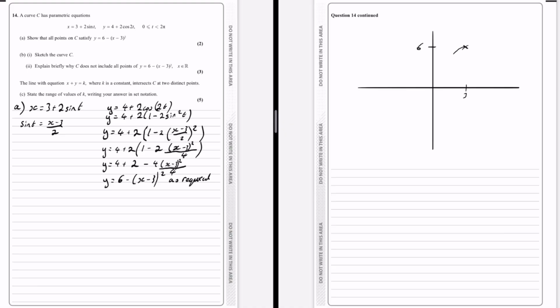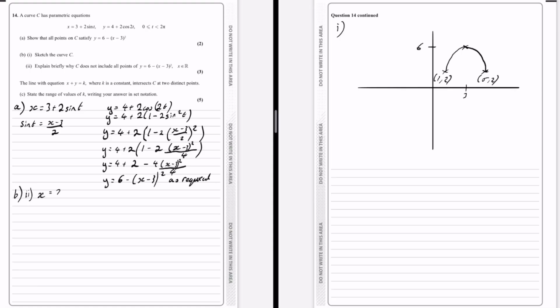Now, t is between 0 and 2 pi, which means that the x-coordinates will range between 1 and 5, because sine t will vary between minus 1 and 1. So the smallest value, when sine t is minus 1, will be 3 minus 2. And the largest value, when sine of t is 1, will be 3 plus 2. So the two x-coordinates which restrict the domain will be 1 and 5. So I'm only going to draw the parabola between those points. You can work out the y-coordinates from substituting 1 and 5 into the completed square form of the quadratic.